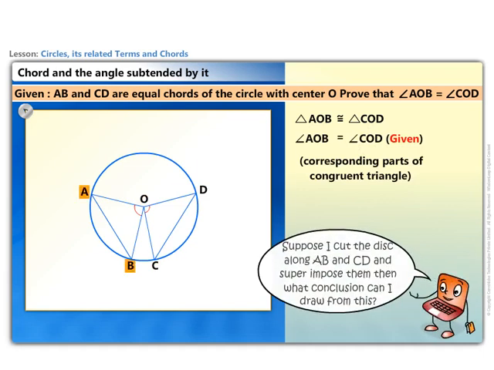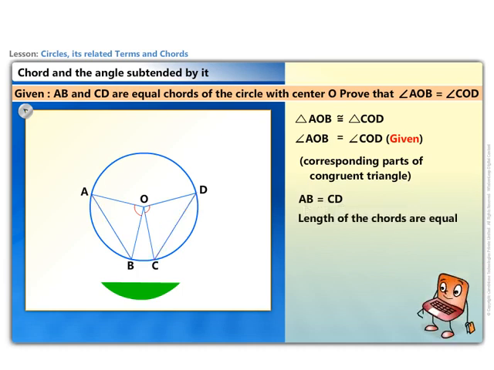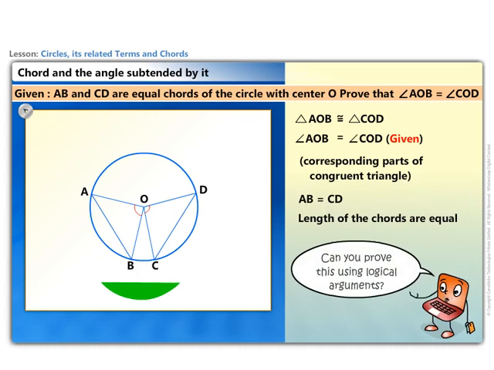Suppose I cut the disc along AB and CD and superimpose them, then what conclusion can I draw from this? The two chords cover each other, that is, they are congruent. So, AB is equal to CD, the length of the chords are equal. Can you prove this using logical arguments?